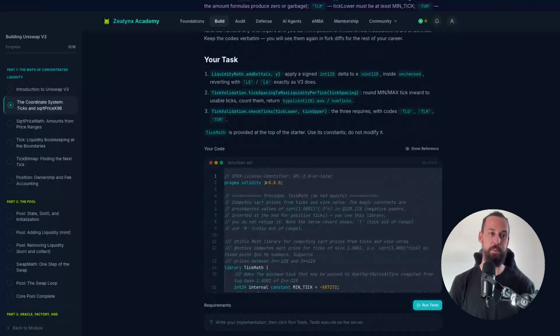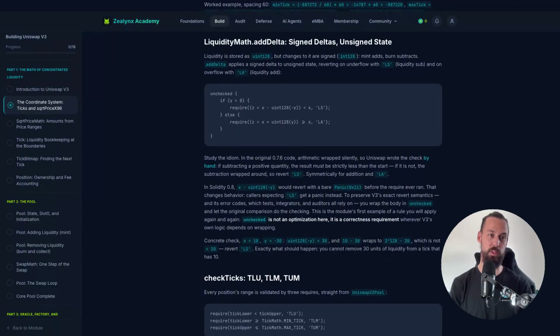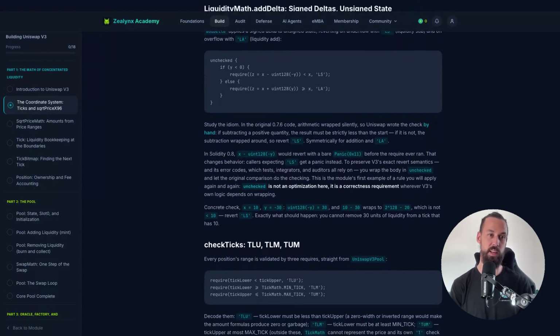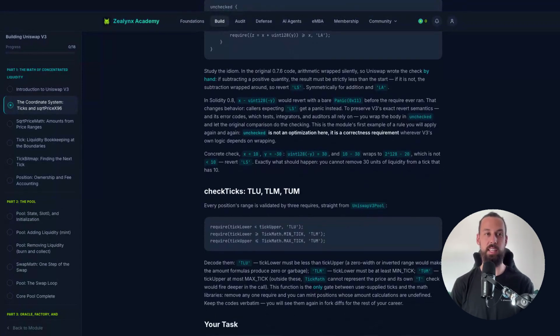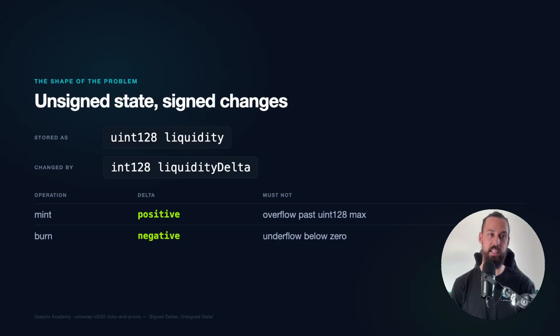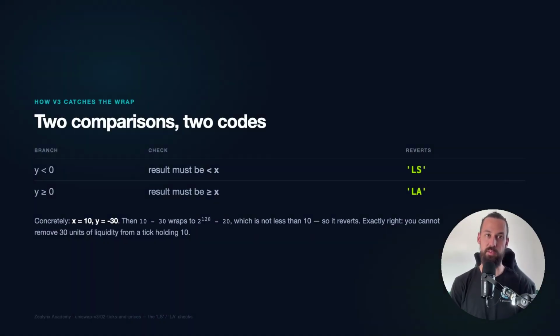Right. Now the piece you're going to write. Liquidity is stored unsigned as a uint128, but changes to it are signed. A mint adds, a burn subtracts. So you need a function that applies a signed delta to unsigned state and reverts if it would wrap. Here's how V3 does it. If the delta is negative, subtract it and require the result is strictly less than what you started with. If it isn't, the subtraction wrapped around. So revert with LS, liquidity sub, and symmetrically for addition with LA.